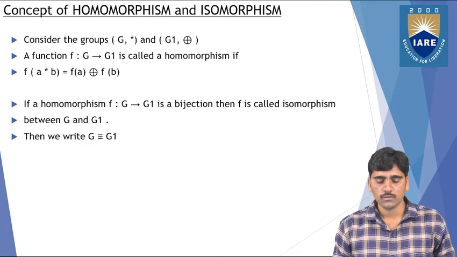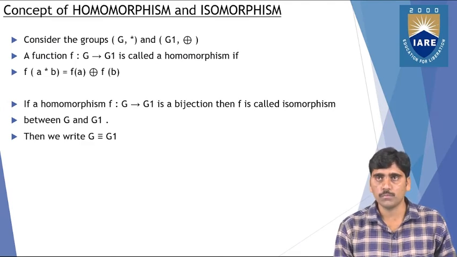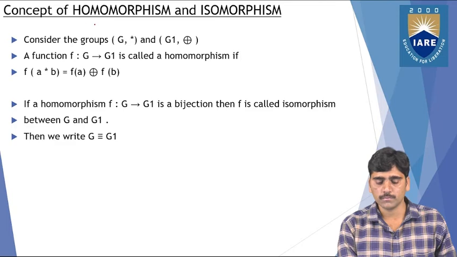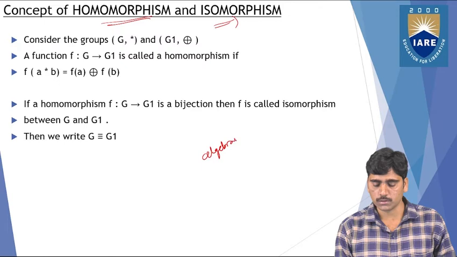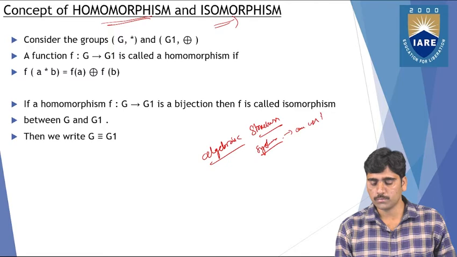And the next one is a very important one: the concept of homomorphism. Homomorphism and isomorphism can be applied on groups, rings, fields, and anywhere. Algebraic structures or algebraic systems can use all these properties. That is the main important property, homomorphism and isomorphism.